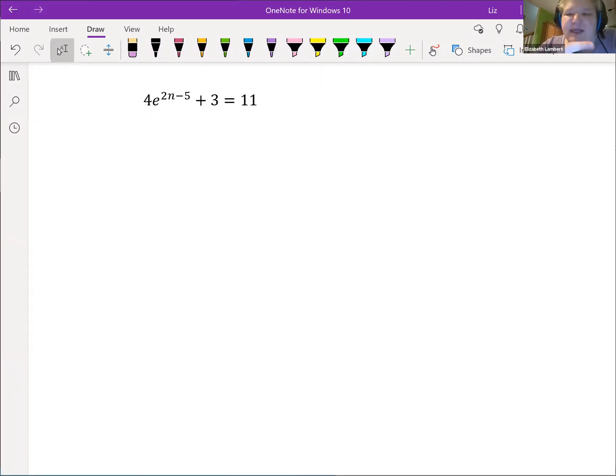So the whole point is to get at the n. And the n right now is stuck as a power of e. So I want to get that e to the power by itself. So I want to cancel out the 3 and cancel out the 4. The 3 is being added, so the opposite of adding is subtract. So we're going to subtract 3 from both sides of the equation. Minus 3 here, minus 3 here.